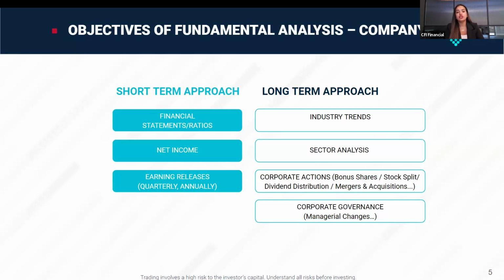While the long-term approach is, for example, analyzing the industry as a whole. For example, if I want to invest in the technology sector or the financial sector, I do an analysis for the industry as a whole. First of all, I do an analysis for the whole sector and for the corporate ratios, for example, for the past 5 years, in order to forecast the future path of the stock. And lastly, the long-term approach is by analyzing, for example, the dividend distribution, mergers and acquisitions, and many more.